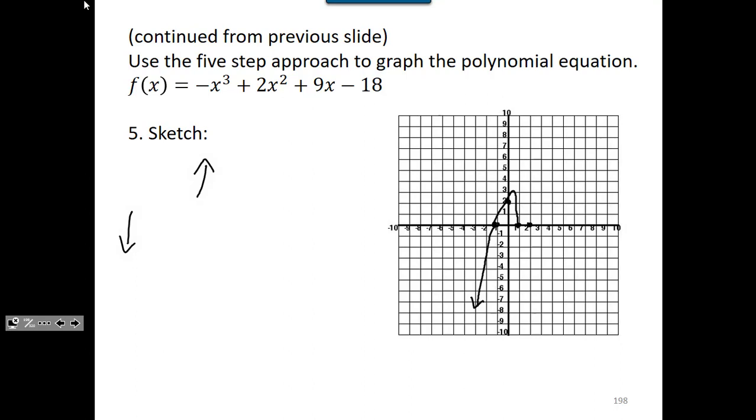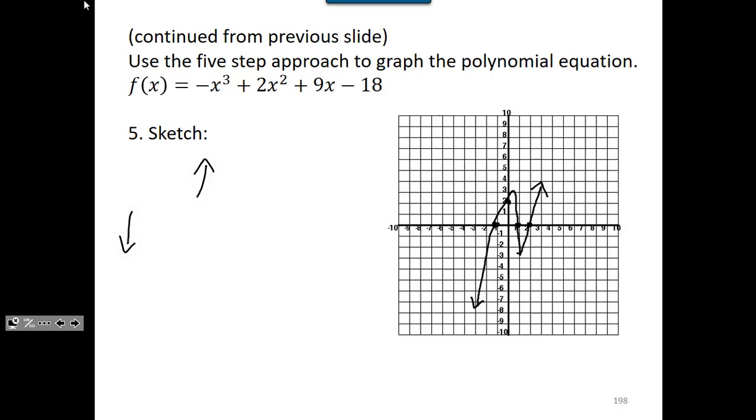And then what happens there is that that also has an odd multiplicity, so my graph passes through there. So now, again, I don't know where that minimum occurs, but I do know that my graph has to turn and come back up and go through my 0 there at positive 2, and then my graph continues on. Because I knew it should have 2 turning points at most, and so that one does have 2 turning points.